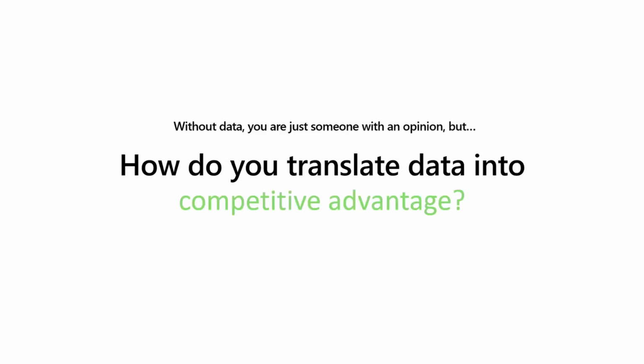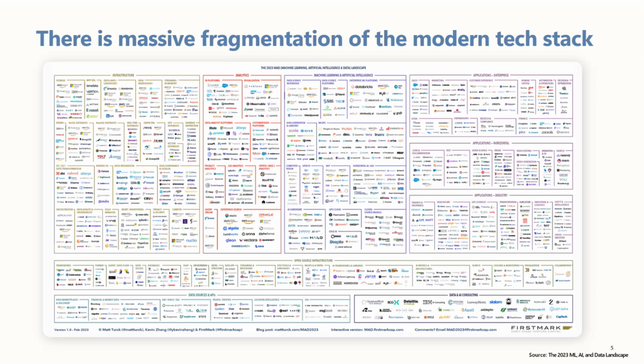But the first question that we need to answer is, without data, we are just someone with an opinion. But one thing that has been hard over the last couple of years is how we can translate data into competitive advantage for our customers. And when we look back at what we just saw in the keynote, we have very fragmented modern tech and analytical stacks. So we can go from everywhere to anywhere using technology.